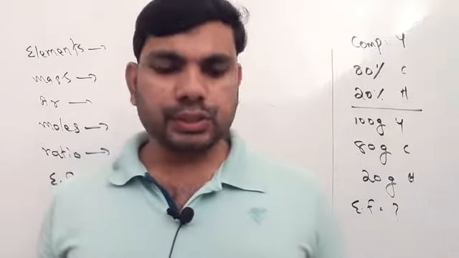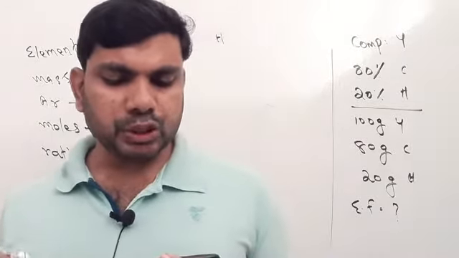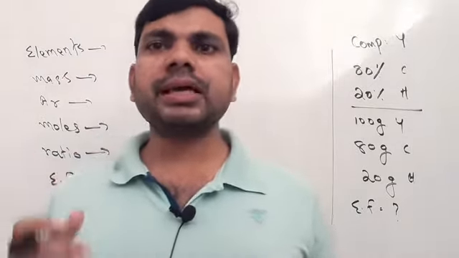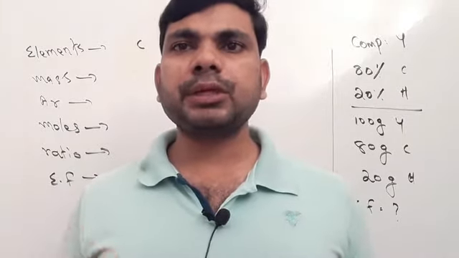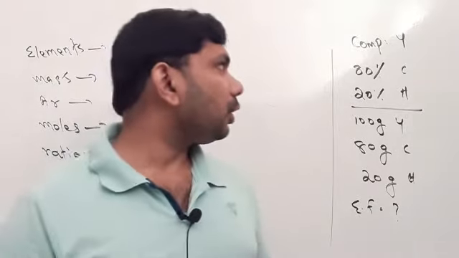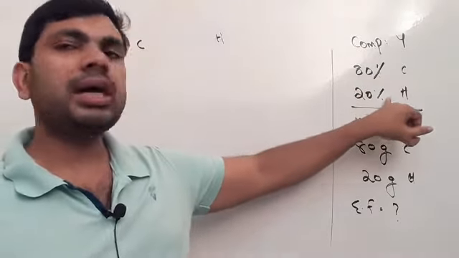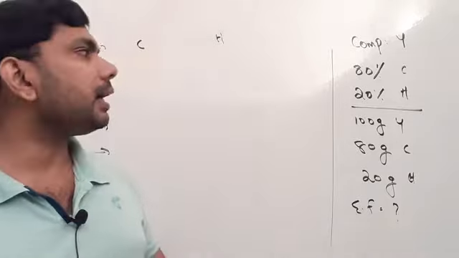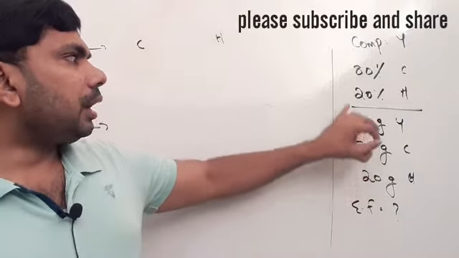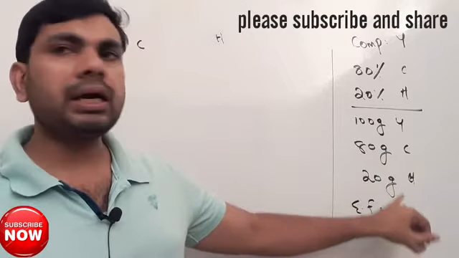Okay, here is the next question. The question says an experiment shows that compound Y contains 80% carbon and 20% hydrogen. Clear? It means out of 100 gram of compound, 80 gram is carbon and 20 gram is hydrogen.